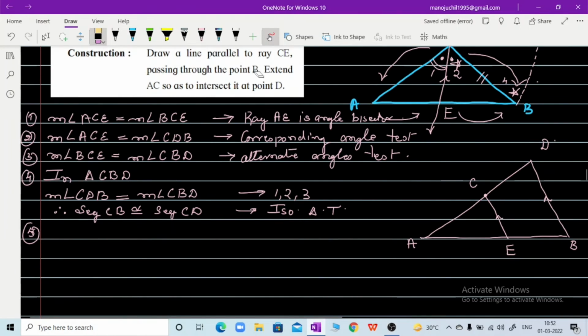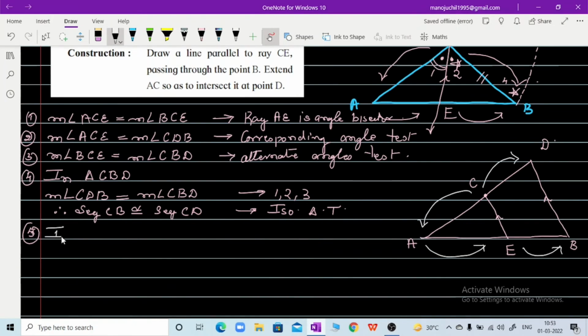Correct. In our construction, we were supposed to extend and draw a parallel line CE passing through point B, extending AC so that it intersects at D. So we have already written in construction that CE is parallel to DB. So in this triangle, CE is parallel to DB, and with this we can apply BPT here. If I apply BPT, what do I get? I'll get CA upon CD is equal to AE upon EB.